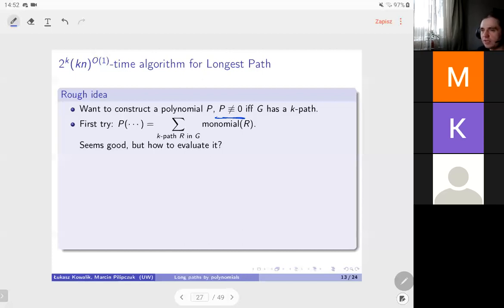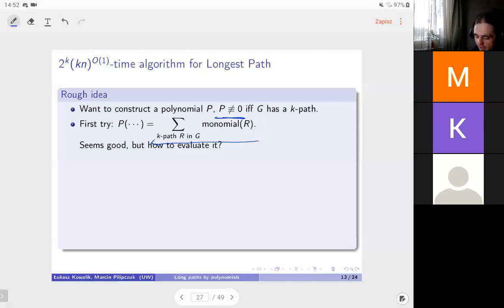We need to actually efficiently evaluate this polynomial, and evaluating this form doesn't look any simpler than just listing all k-paths in a graph. Listing all k-paths seems even more difficult than just testing if there's a k-path. You can actually prove that listing and counting k-paths is more difficult.